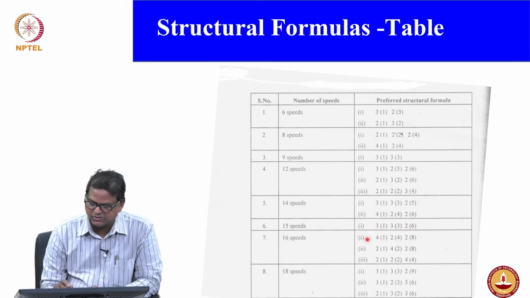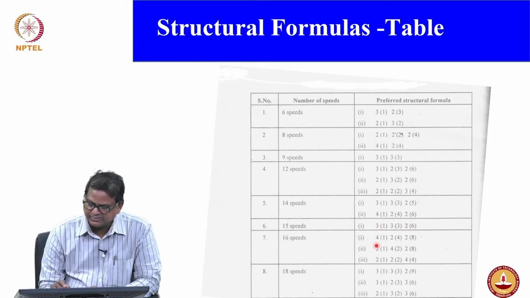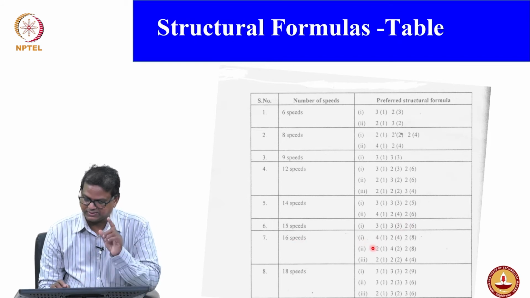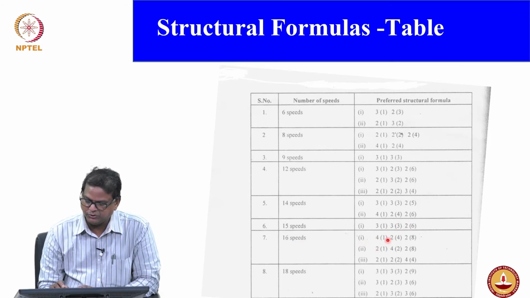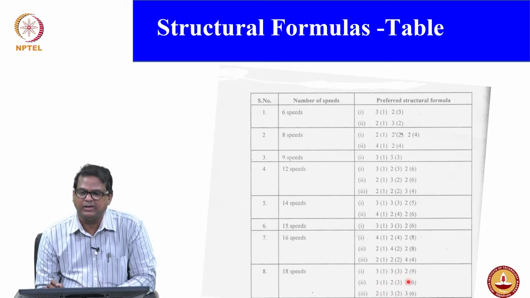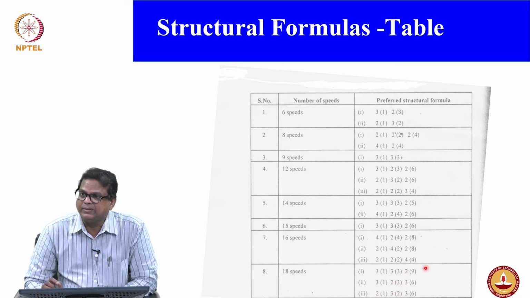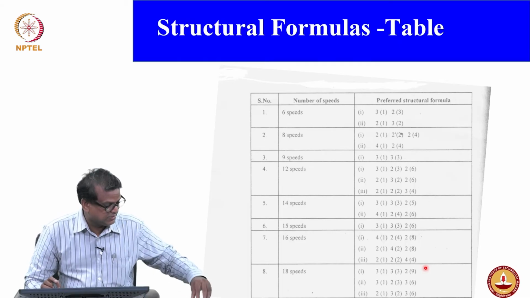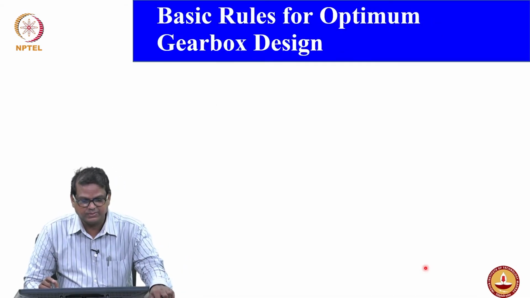Then 16 speeds also. Again for 16 speed you will use the structural formula 4, 2, 8, 8 into 2, 16. Straight away you can see that 2, 4, 2, same way 2, 2, 4, and 18 speed 3, 3, 2, 3, 2, 3 and 2, 3, 3. This is the way you can arrange the gearbox stages, right.